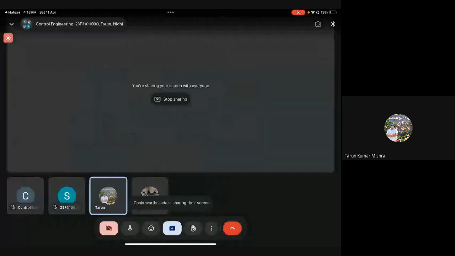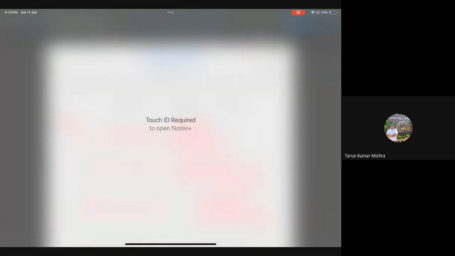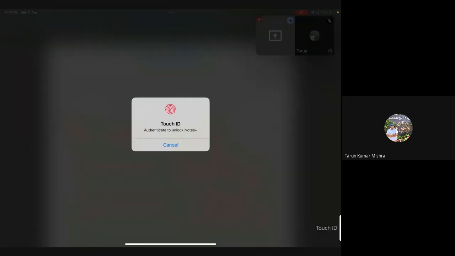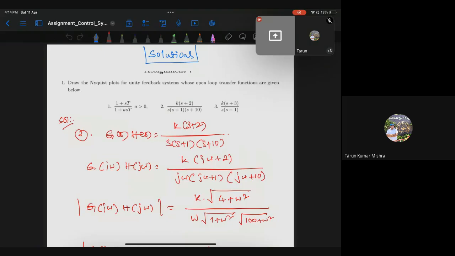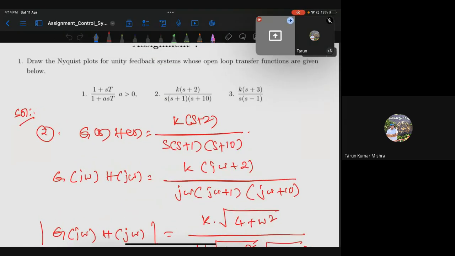Hello, can you hear me? Yes, sir. Okay, so this is how we proceed. Let us take this example. We have to draw the Nyquist plot for the unity feedback system. So this is the example we are considering.